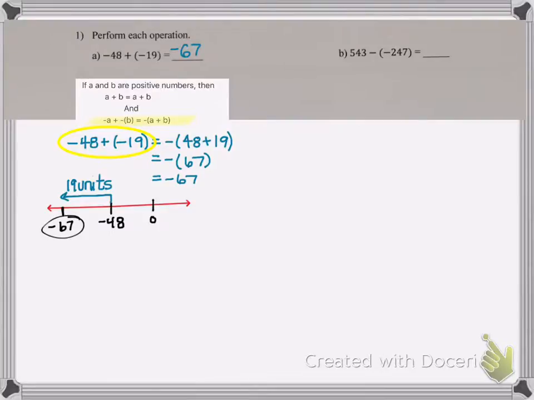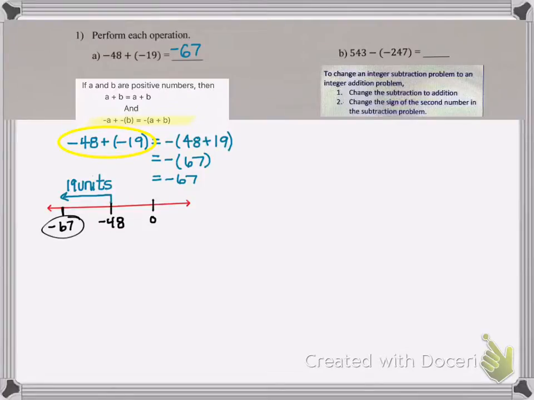Let's look at part B. 543 minus negative 247. Now we have a subtraction problem. So we're going to use our rule for subtraction problems. So it says to change an integer subtraction problem to an integer addition problem, you first change the subtraction to addition, then you change the sign of the second number in the problem.